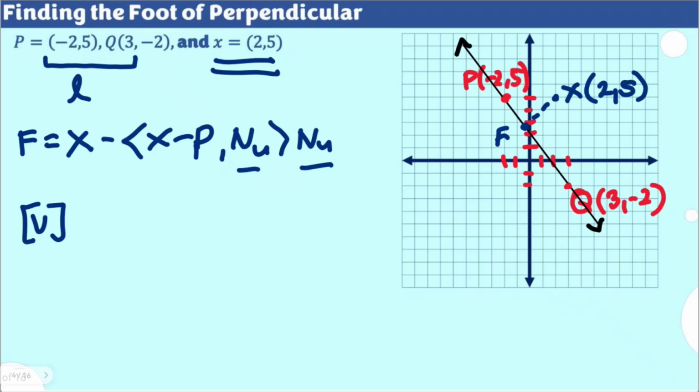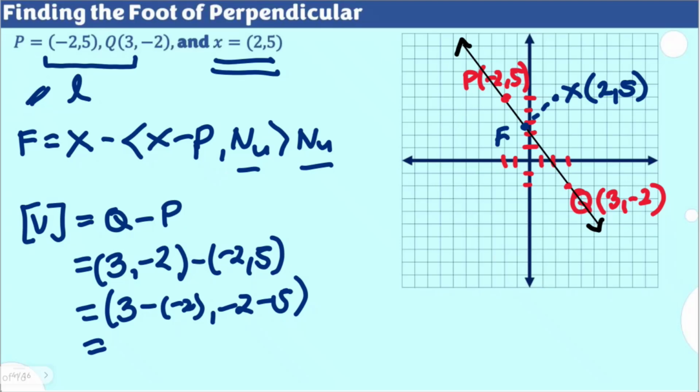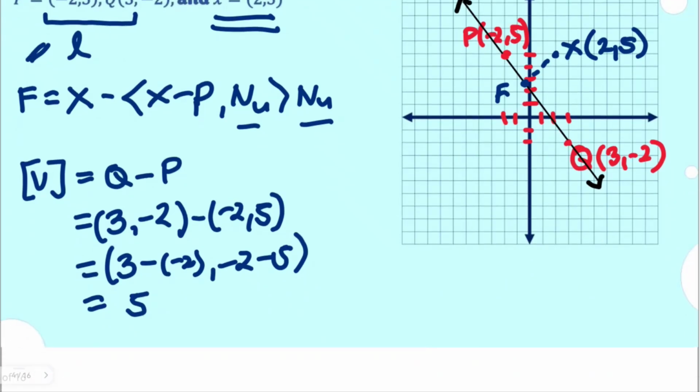To solve for our vectors, you can have here Q minus P. This is actually the direction vector of your line L. So your Q is (3, -2), minus (-2, 5). So you'll have here 3 minus -2, -2 minus 5. So you have here 3 plus 2 is 5. And then you will have here -7. This is our vector V.